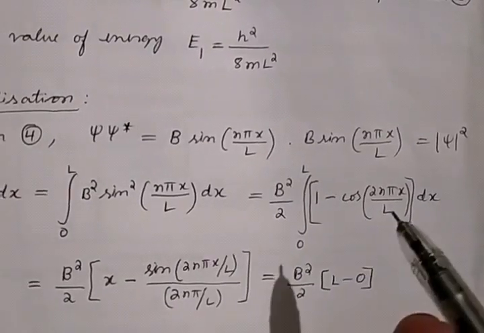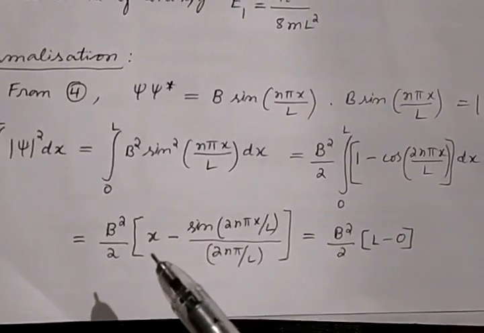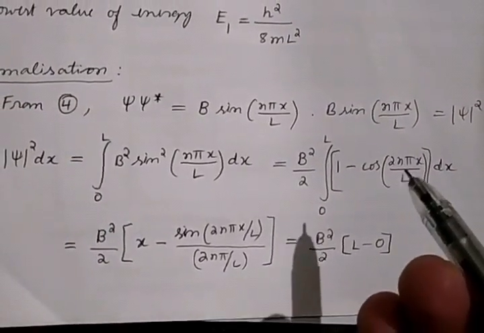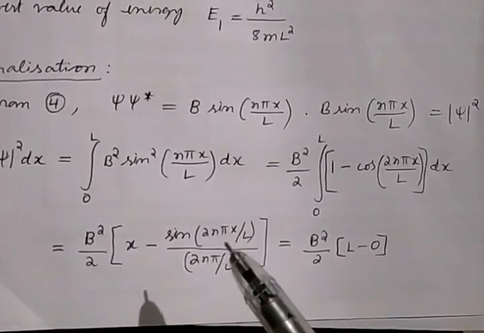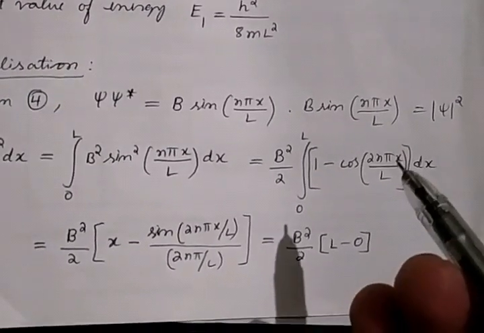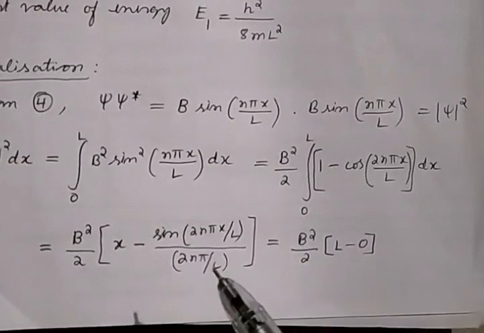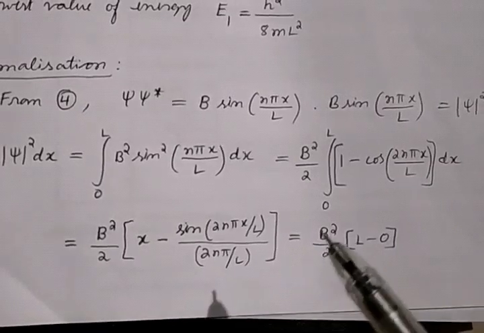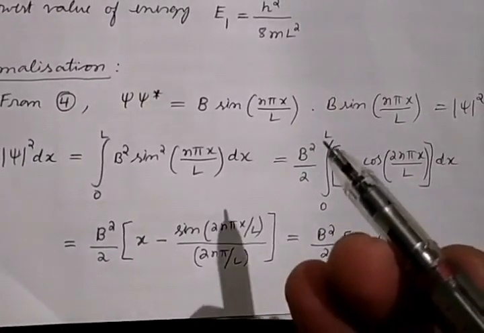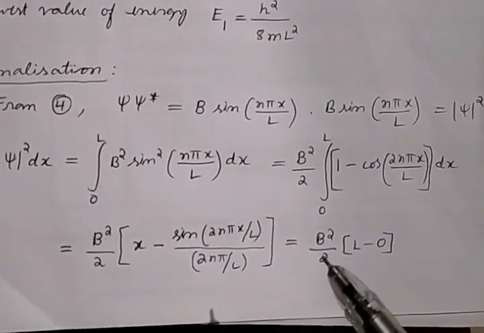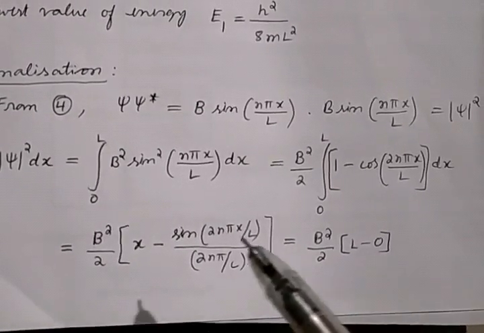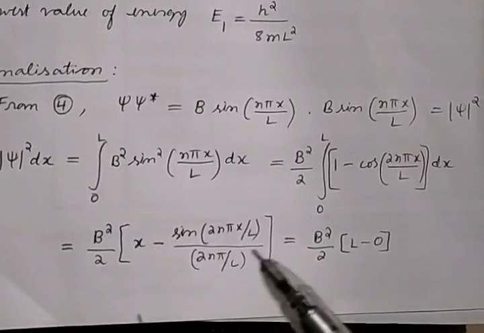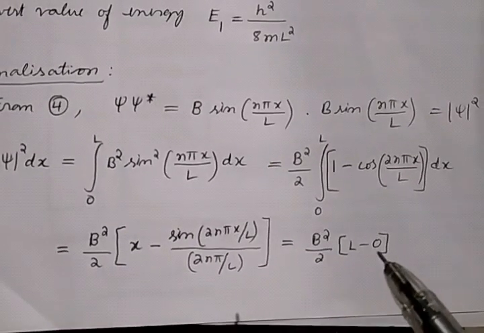Now find out the integral of this. Integral of 1 is x, integral of cos of some value is sine of that value divided by the coefficient of x, which is 2n pi by L. Therefore we get b square by 2, and applying the limits, the lower limit 0 and upper limit L, we get b square by 2 L minus this term, which becomes 0 for both the limits. Therefore we get L minus 0.